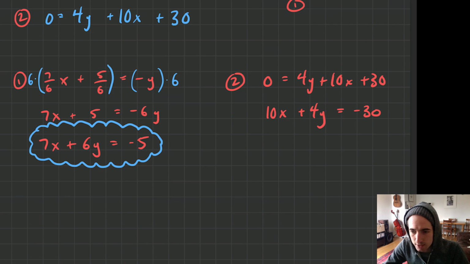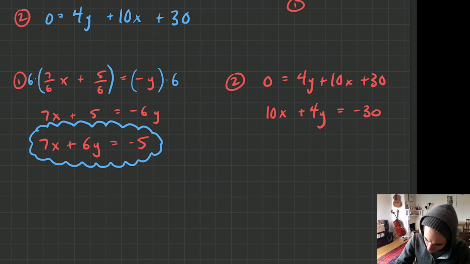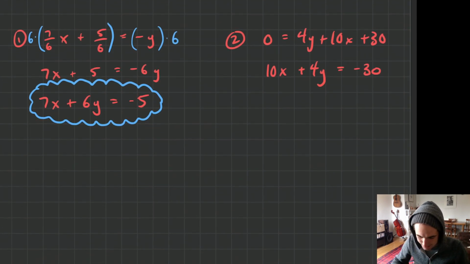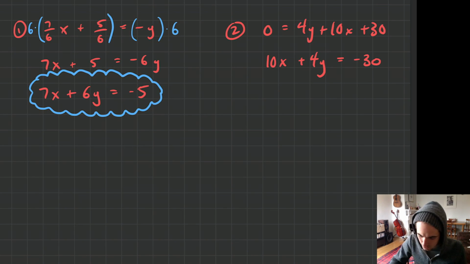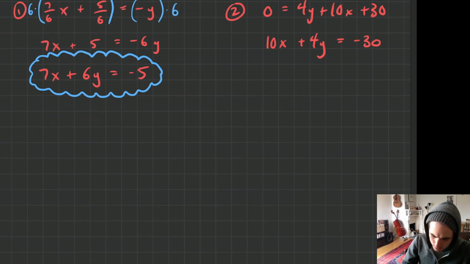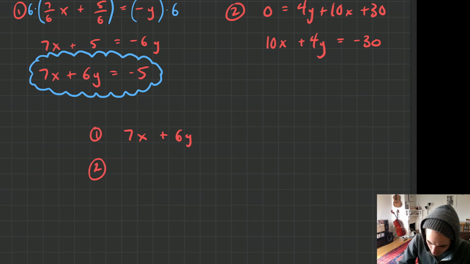I changed windows so I could see the list of questions that I made earlier today. Anyway, these are our 2 equations now. I've got 10x plus 4y equals negative 30, and I've got 7x plus 6y equals negative 5. Okay, so now we're getting somewhere. I'm going to write them one on top of the other, and then we'll take a look at some of the things we can do. I like writing them one on top of the other because then I can compare them very easily. So I've got 7x plus 6y equals negative 5, and 10x plus 4y equals negative 30.